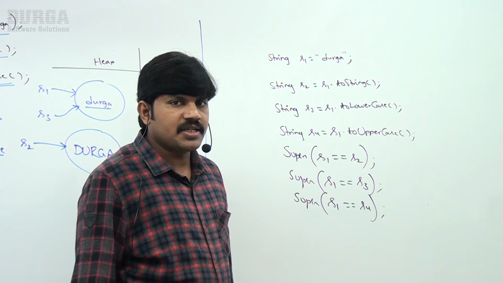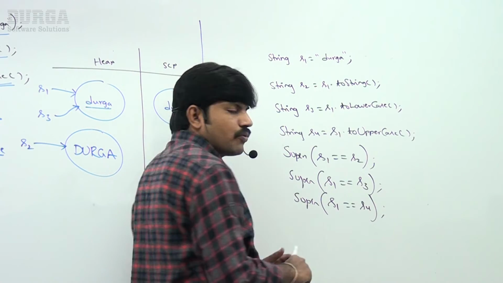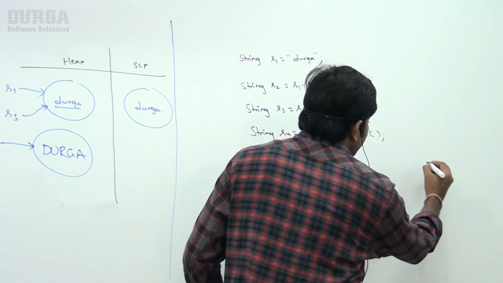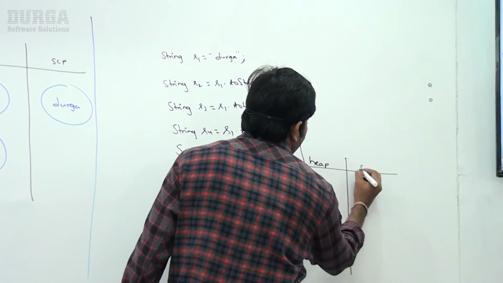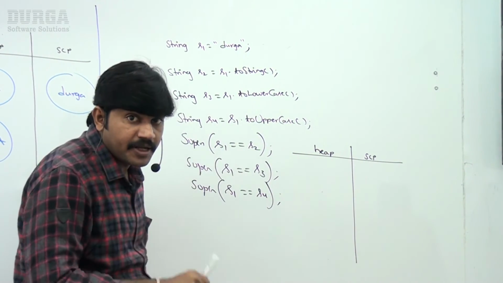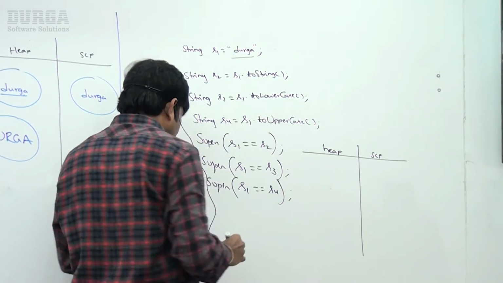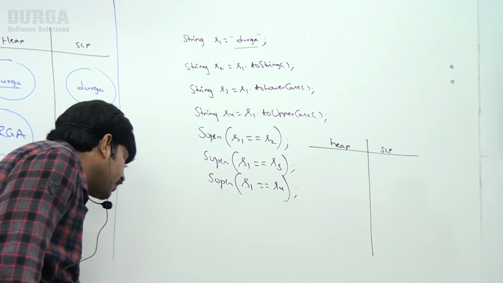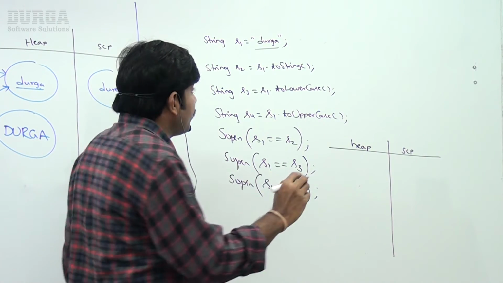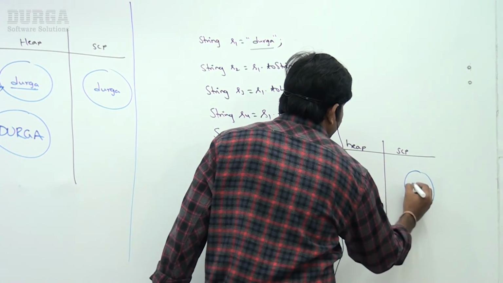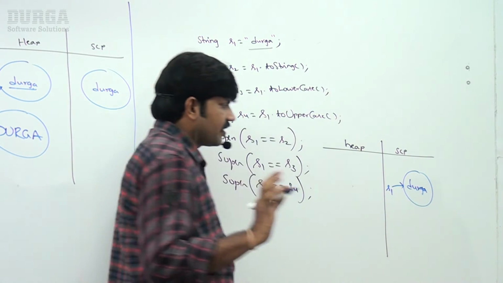Can I start? Now observe carefully. String S1 is equal to "Durga". Here I'm taking the heap area and the SCP area. Now listen carefully. String S1 is equal to "Durga". Where is this "Durga" required to be created? In the SCP area. Now in the SCP area, "Durga" is created, and S1 is the reference variable for that.